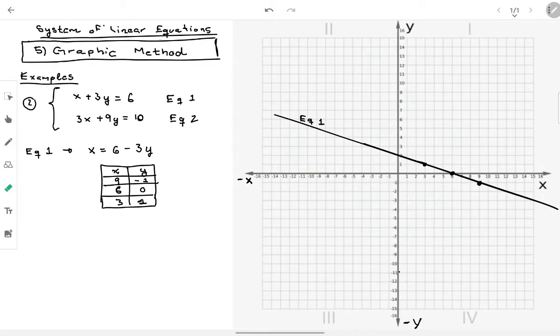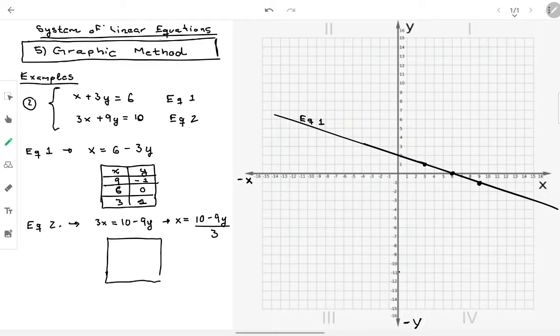So after drawing equation number 1, we need to solve for equation number 2. So let's see. On equation number 2, if we isolate one of the variables, maybe x, it's going to be 3x equals 10 minus 9y. So it's going to be x equals 10 minus 9y, all of it divided by 3. So let's check out. We can make our little table with the values.